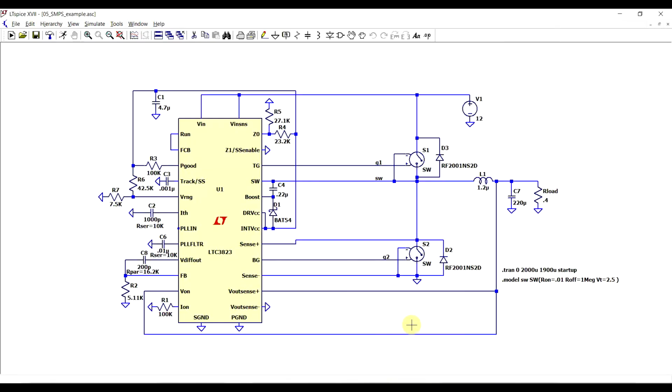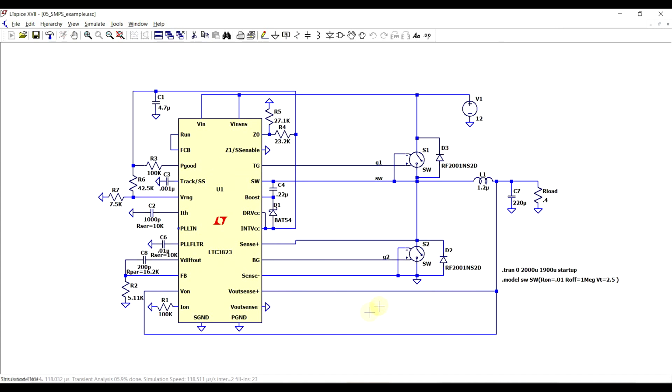This effect can be highlighted on a synchronous switching converter. So I took the test fixture for this LTC3823 from the LTSpice library, and I replaced the switching transistors with some switches. And I also added a parallel PN diode to represent the body diode of the transistor.